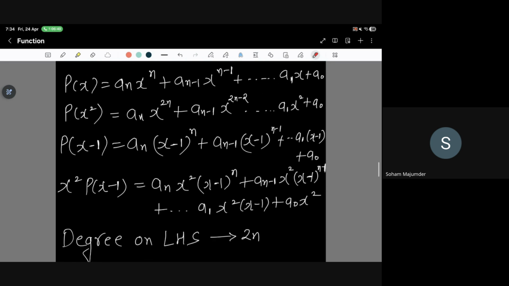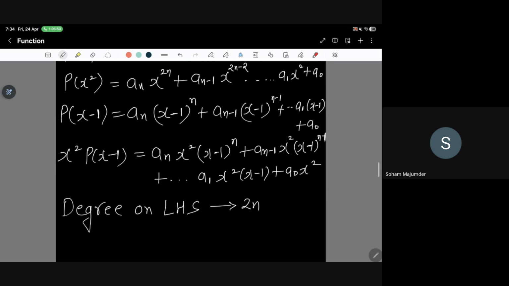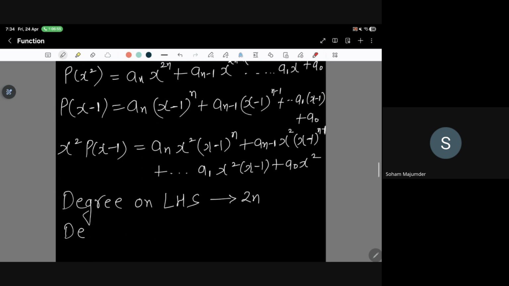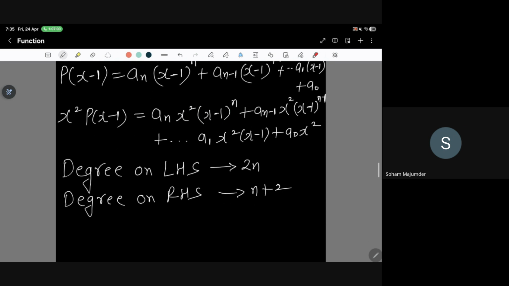N plus 2. If you open this thing with the binomial, the highest power of x you will get is n, and when multiplied with 2, it becomes n plus 2, and the rest of the terms will have lesser degree than this. So the degree on RHS is n plus 2. So these two degrees must be the same. So n comes out to be 2.